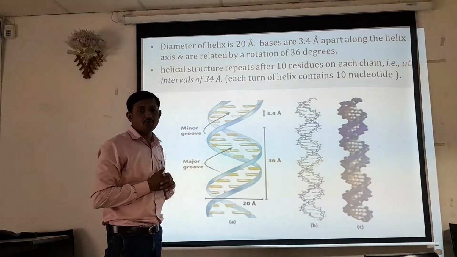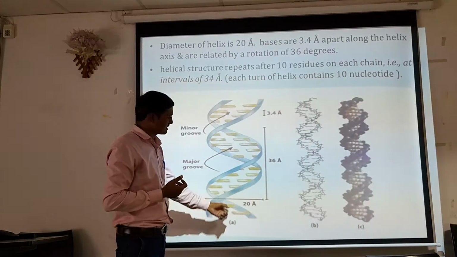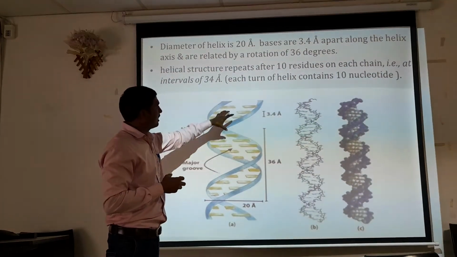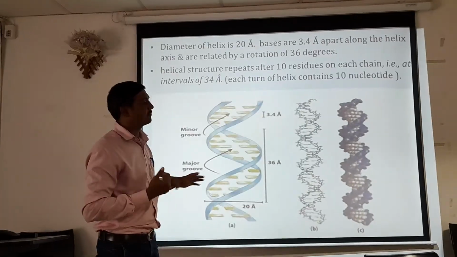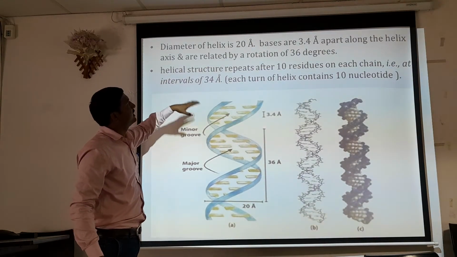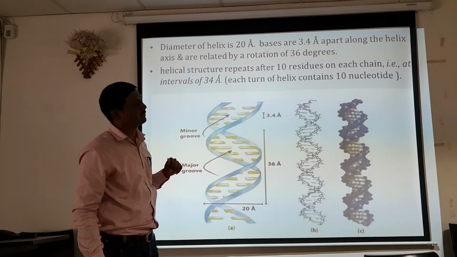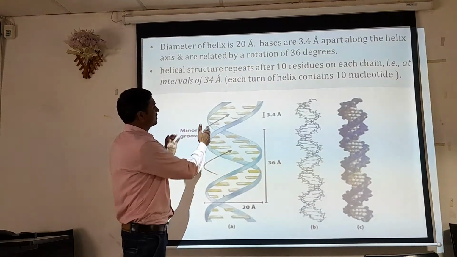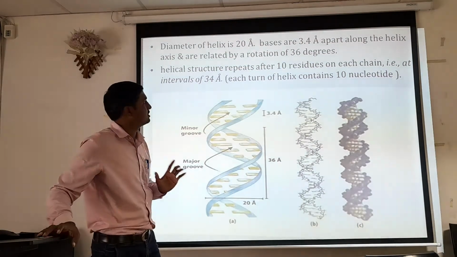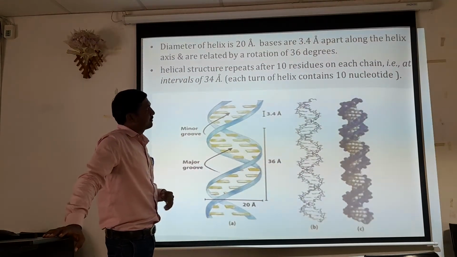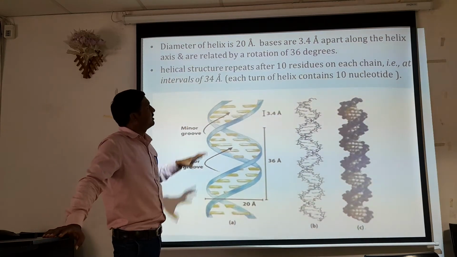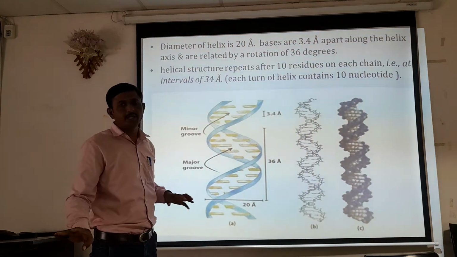Bases are 3.4 angstrom apart along the central axis, where nucleotide bases are arranged about 3.4 angstrom from one another along the axis and are related by a rotation of 36 degrees. The helical structure repeats after 10 residues on each chain, that is, at an interval of 34 angstrom. Each turn of the helix contains 10 nucleotides.